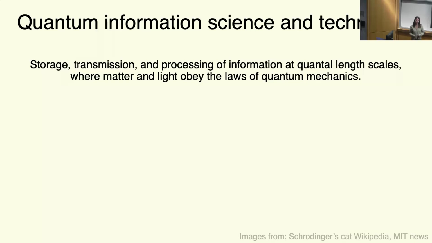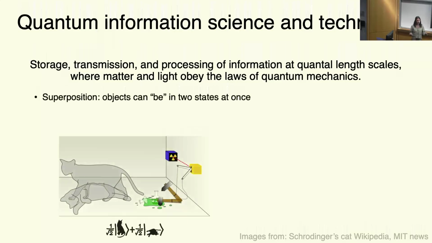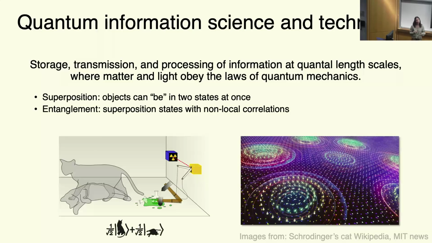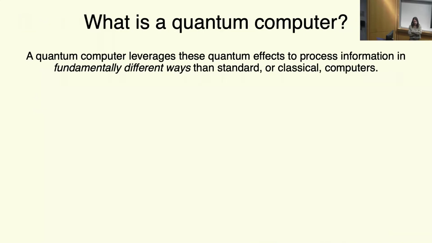So we need to think about and take into account quantum effects such as superposition, where we have an object existing simultaneously in multiple states at once, and entanglement, where we can have superposition states that have non-local or non-classical correlations. And my research is in the field of quantum computing, which is a type of computer that leverages these quantum effects in order to process information in really fundamentally different ways than classical computers like your laptop.